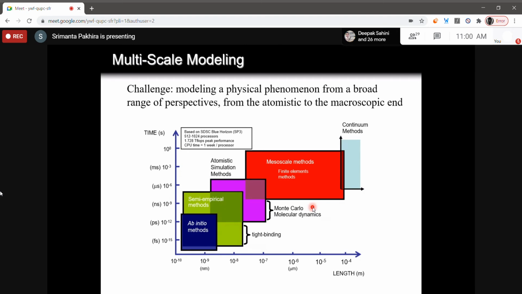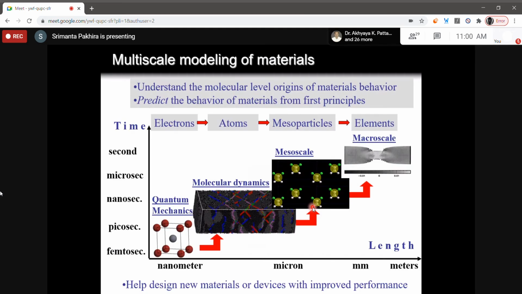Similarly, I try to define how we should use such methods. For example, when we apply this very small unit, which is basically a crystal structure, it is called a unit cell, highlighted by a box or cube, and we focus on the electron, on quantum mechanics.